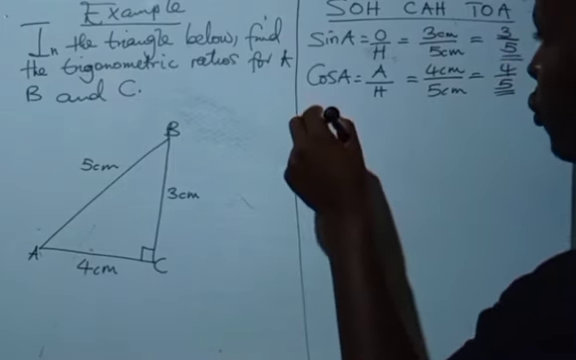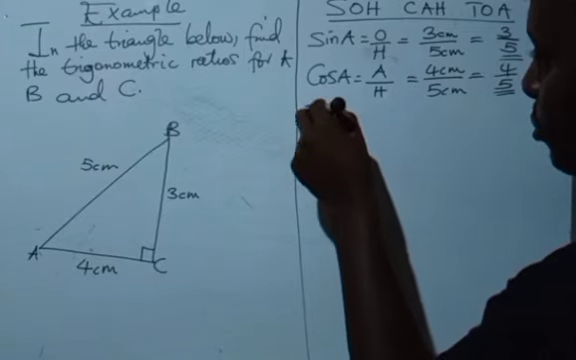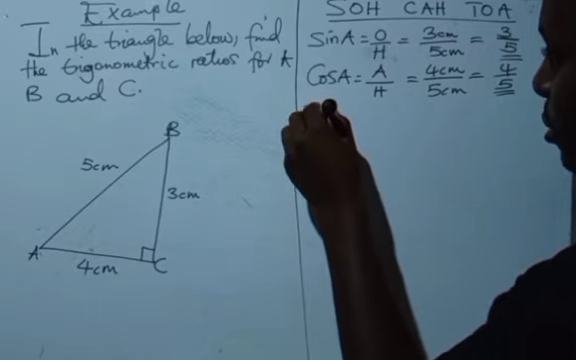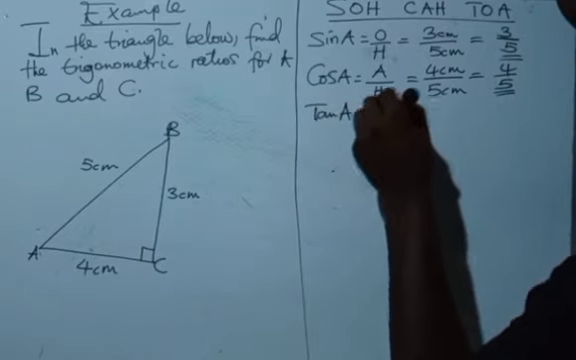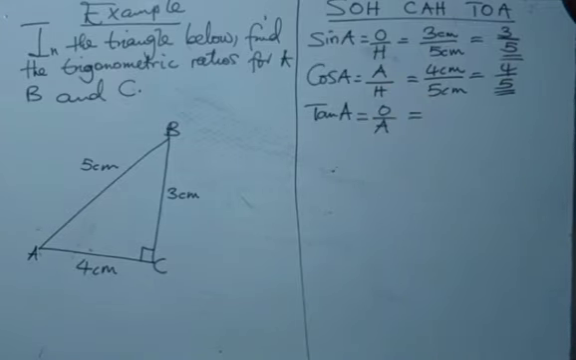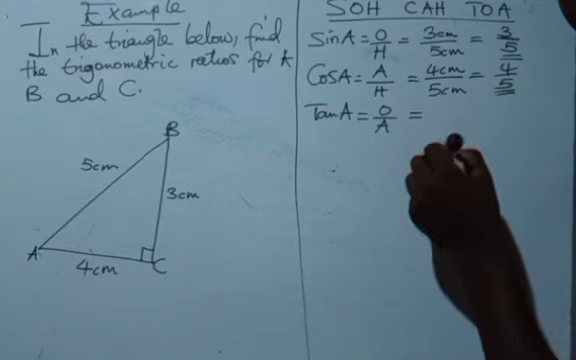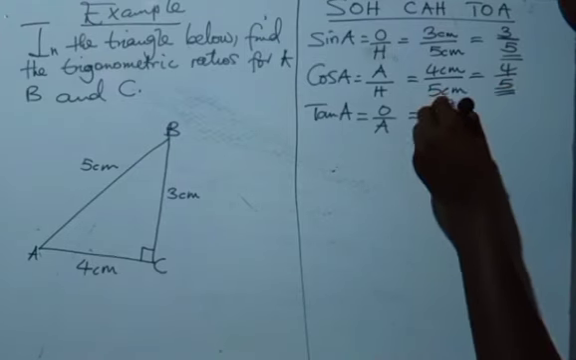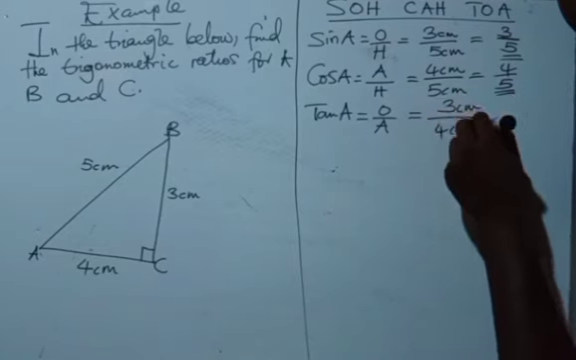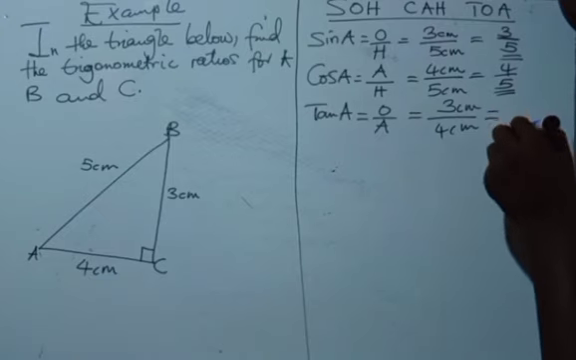Then we go to tan A. Tan A is opposite over adjacent. What is the opposite and the adjacent? Our opposite of A is 3 centimeters, and the adjacent of A is 4 centimeters, which will be equal to 3 over 4.